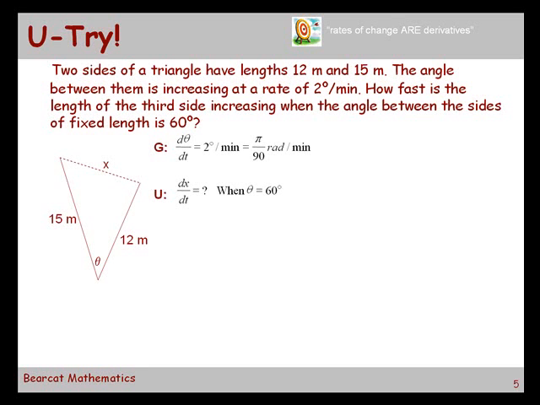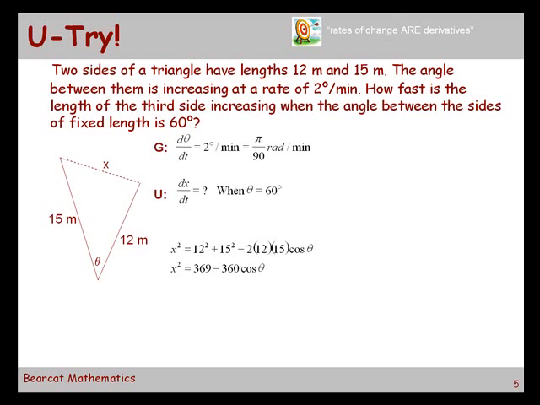I've gotten to the point where now I need to come up with a function or an equation that I can work on that relates theta and x. And most of you saw what that was. Law of cosines. The law of cosines tells me that x squared equals 12 squared plus 15 squared minus 2 times 12 times 15 times cosine theta. I can clean that up a little bit, so x squared equals 369 minus 360 cosine theta.